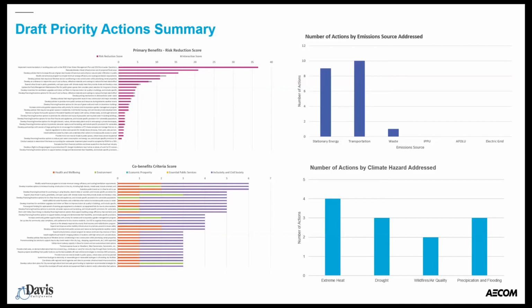And that bottom right figure then shows draft prioritized actions by the climate hazard addressed. So from left to right, it includes extreme heat, the number of actions that address extreme heat, wildfires and air quality, droughts, and precipitation and flooding. Next slide.